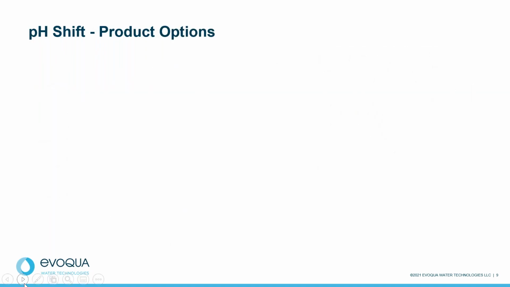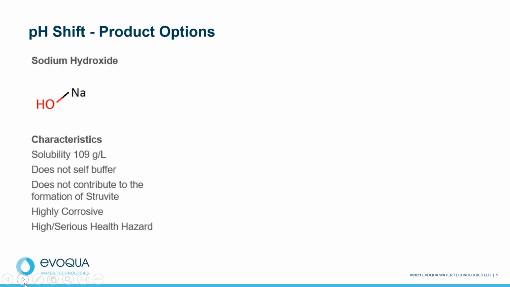Some of the common pH shift products for odor control include sodium hydroxide or caustic, which is highly soluble but is very corrosive and considered a hazardous product. And for that reason, caustic is not typically used for continuous long-running odor control.